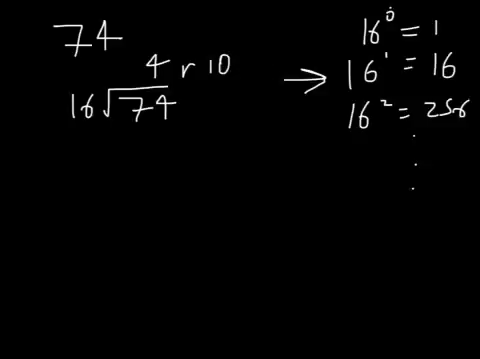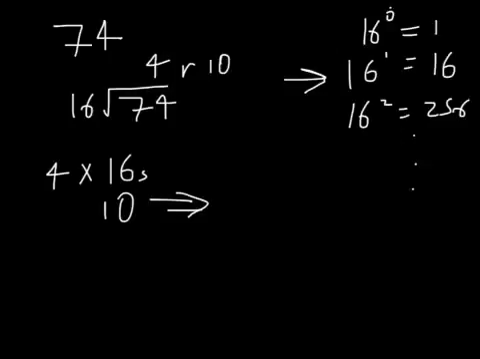So in this example, we've got 4 lots of 16s, and we've got 10 units. Okay, so we know that 10 in hexadecimal is A, and we've got a 4 here, so therefore 74 in decimal is 4A in hexadecimal.